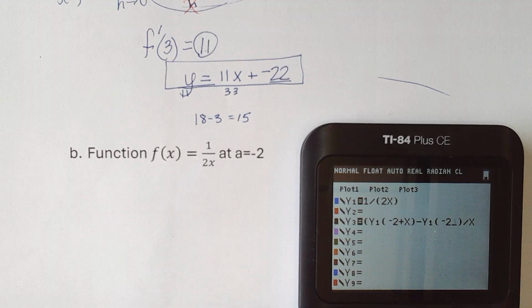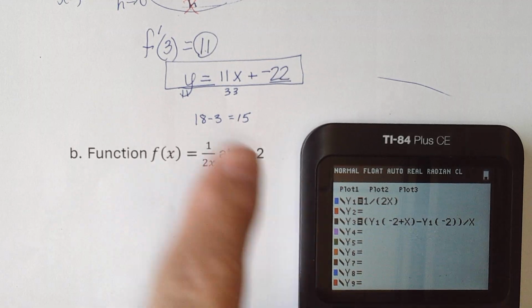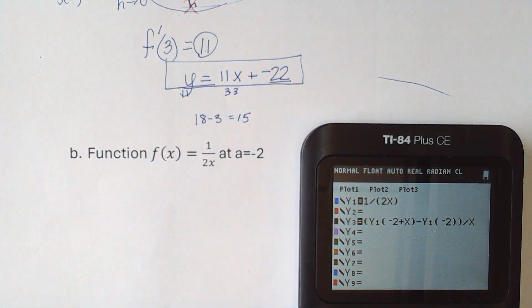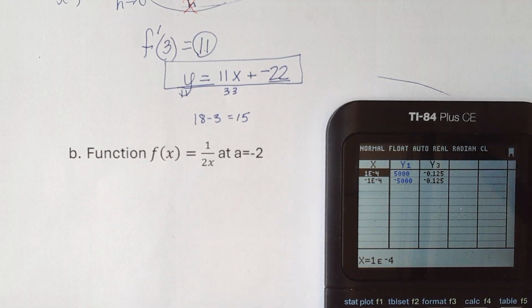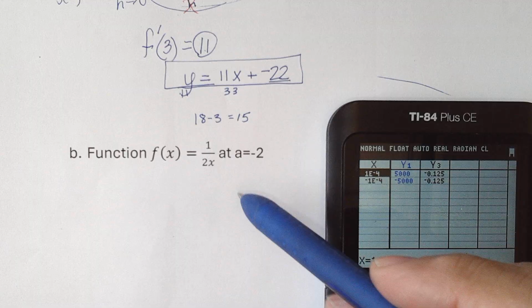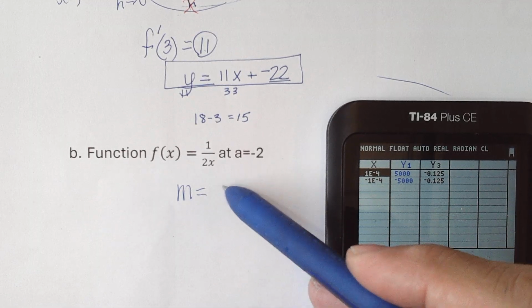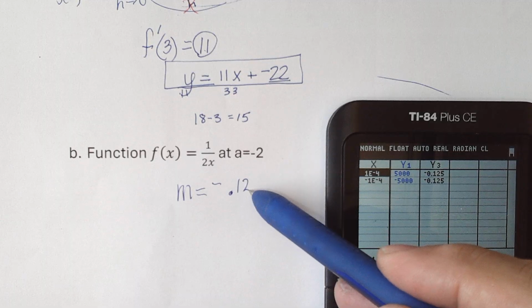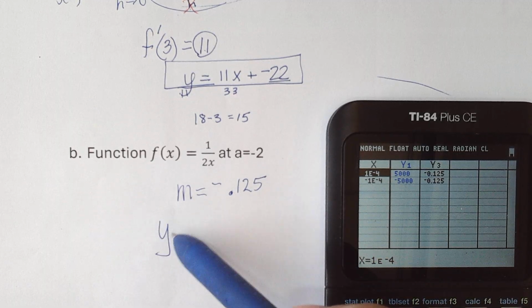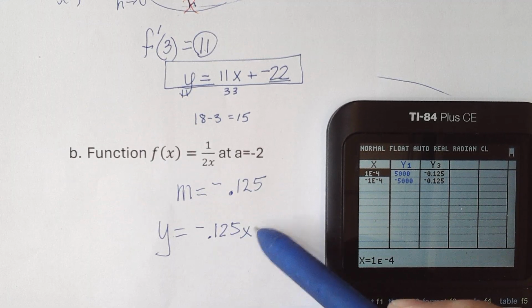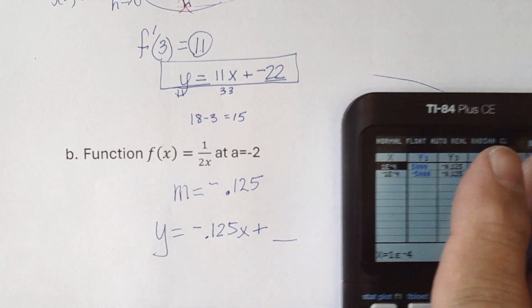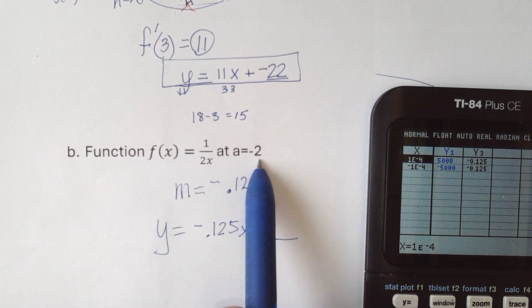Now the equation's right, and the quotient limit definition is correct, and so I just have to make x close to 0 on this and look at y3. So I go to the second table, and it looks like the slope is negative 0.125. So m is negative 0.125, and the equation would be minus 0.125x plus some b.